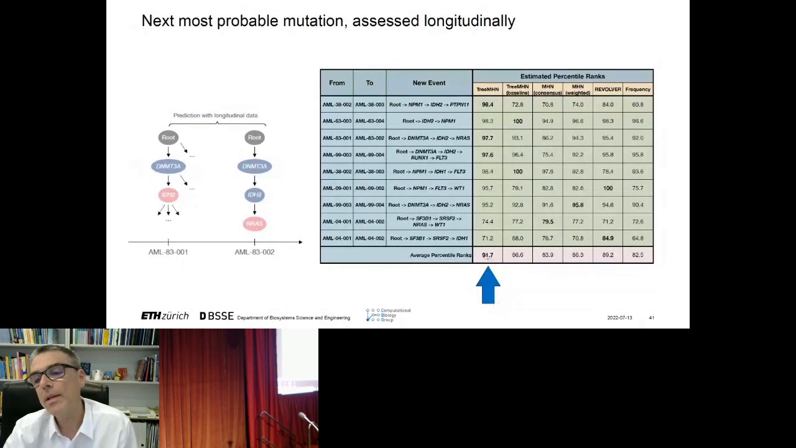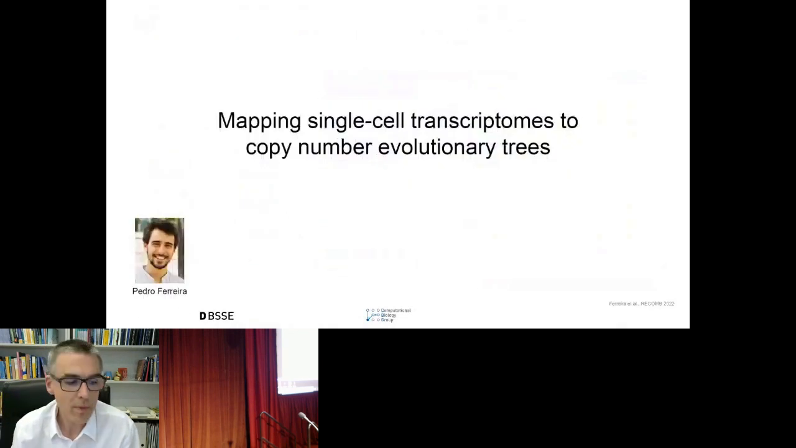And similarly, for the longitudinal data, again, this is only 8 or so samples that we have, I'm showing you the percentile ranks here of the predicted mutations, and our model is here in the first column of the green part, showing consistently very high ranks, whereas other methods are sometimes better, most of the time worse, and overall cannot predict this as well as we can do here.